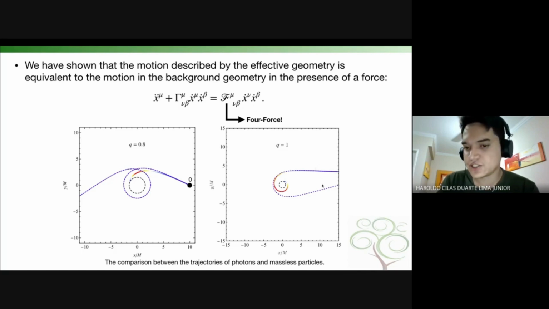And here we have essentially a similar result, but now with the maximum value of the normalized charge. So that's what explains the fact that the shadow is always larger when we compute using the effective geometry, due to this force term here. So the additional attractive force.